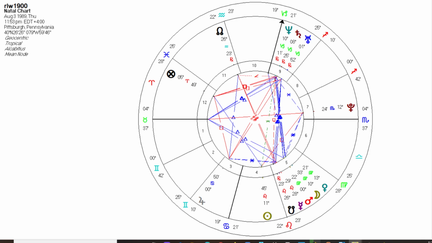And the Moon is pushing her sign. What do they call it? Her rulership duties. Pushing her rulership duties onto Venus. Venus is ruler of the ascendant in this case. So the first thing that's happening is the Moon is pushing the fourth house onto this Venus.